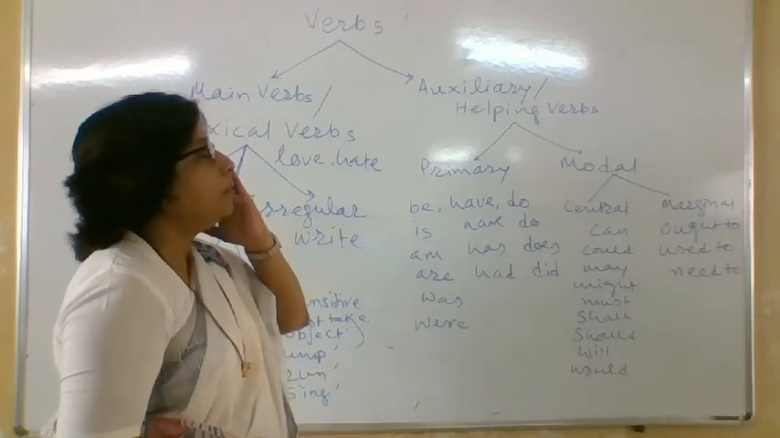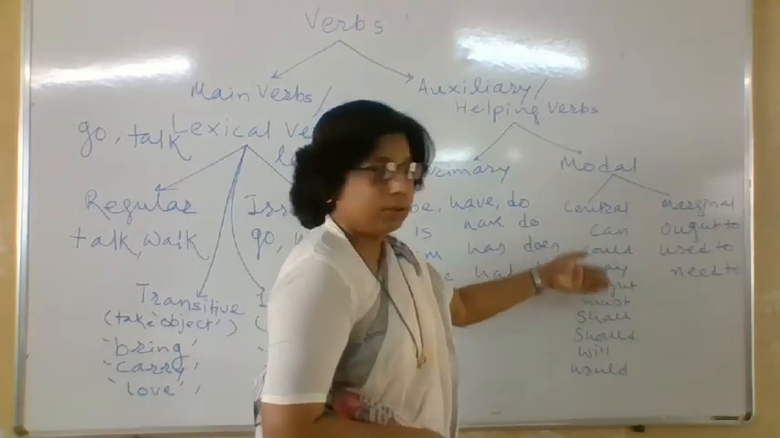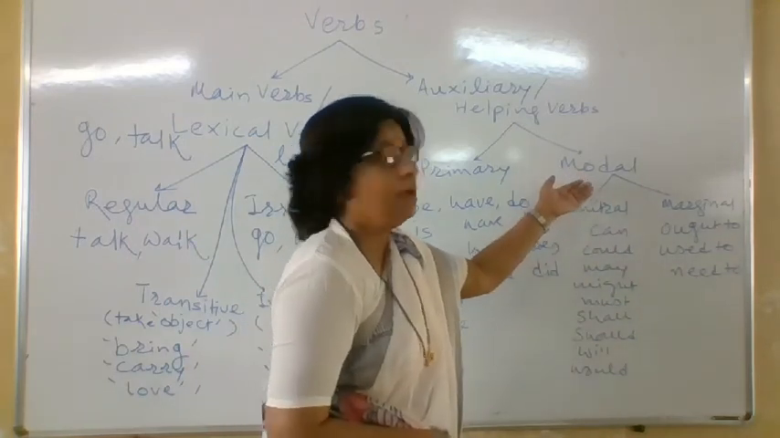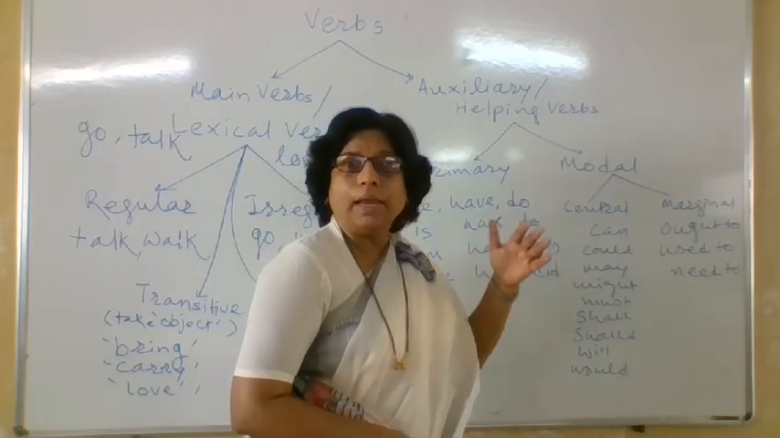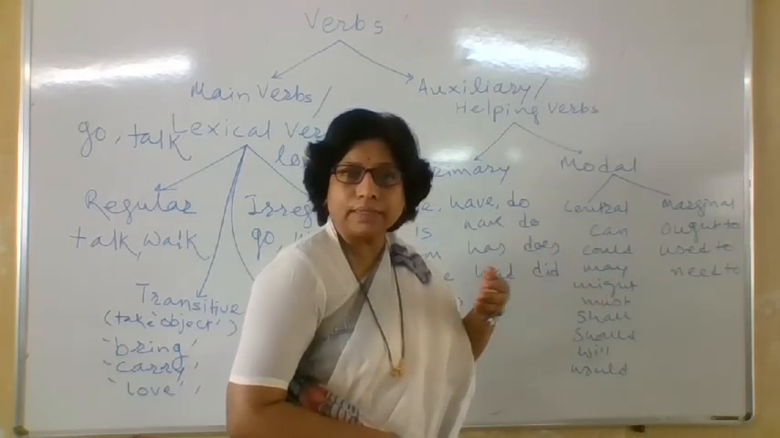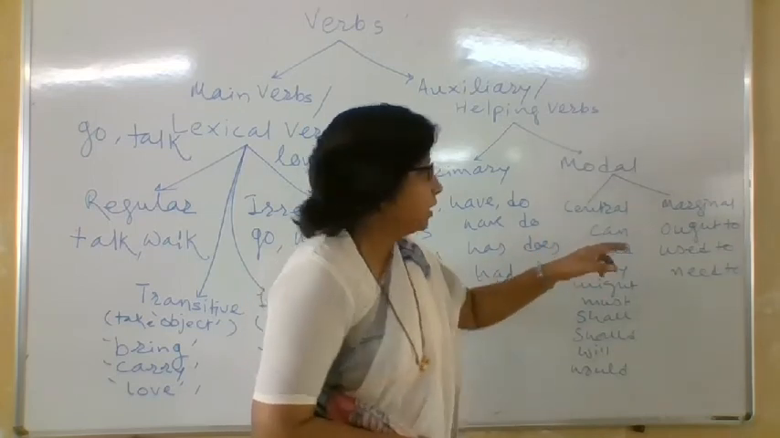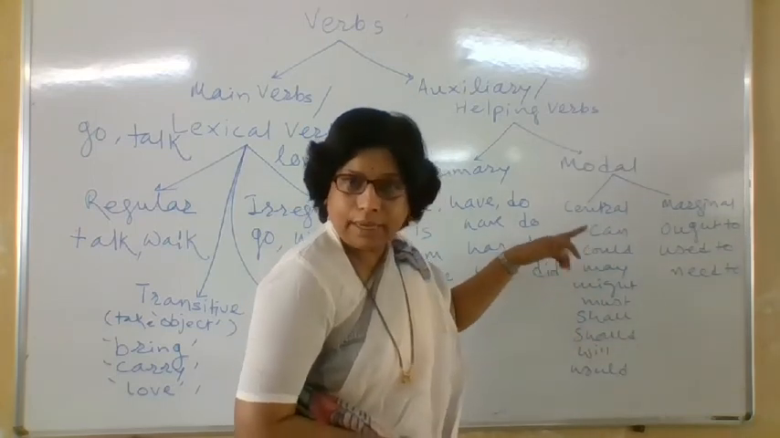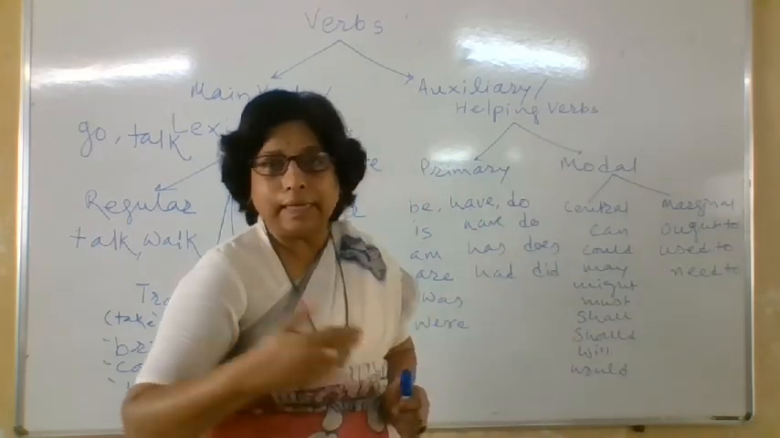We have some other helping verbs as well, like can, could, may, might. These are known as the modal auxiliary verbs. Why? Because they indicate the modality of the meaning. There are slight shades of different meanings in those, and they suggest this. Again, we will study these modal auxiliary verbs in detail in another video.